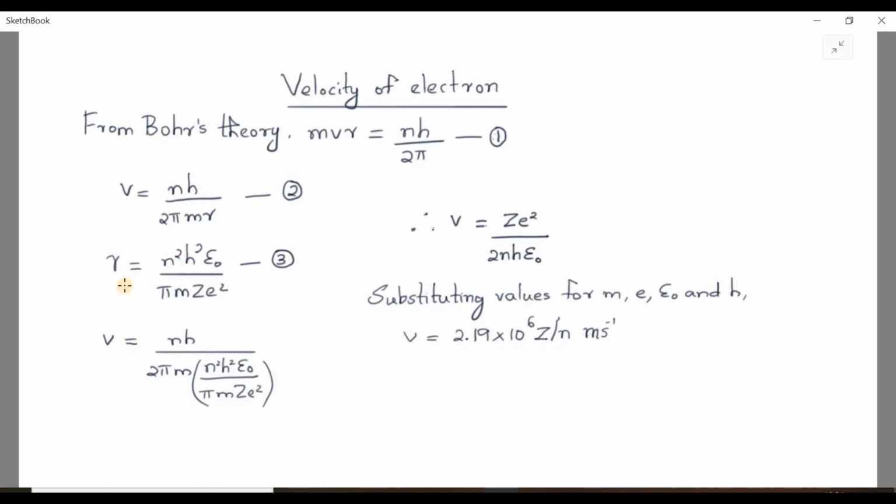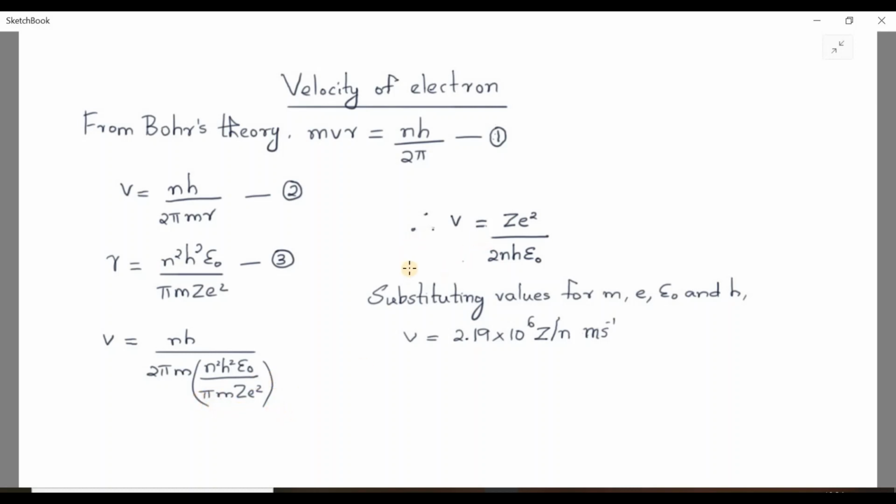We already got the radius of the Bohr orbit, that is r is equal to n square h square epsilon naught by pi m z e square. So in equation 2, substitute the value of r. So we get v is equal to nh by 2 pi m into the value of the r, n square h square epsilon naught by pi m z e square.